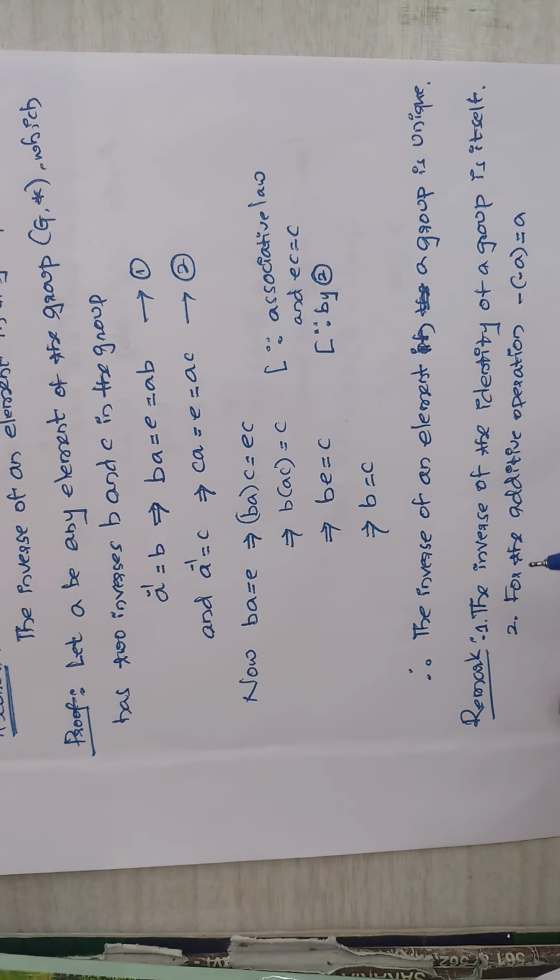So next, a remark: the inverse of the identity of a group is itself. The inverse of the identity of a group is itself. So next, for the additive operation, minus of minus a is equal to what? A. Minus of minus a is equal to a.